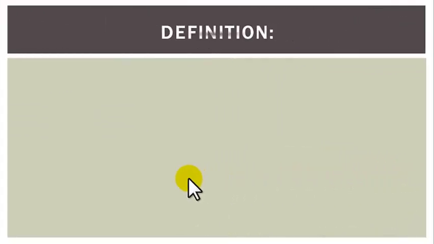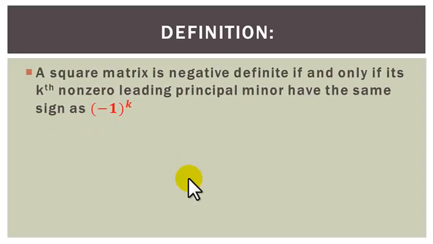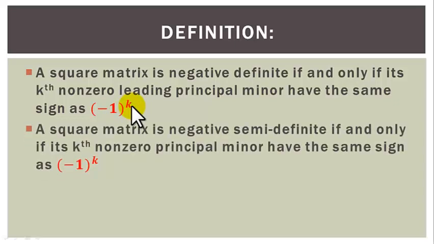Definition. A square matrix is negative definite if and only if its kth non-zero leading principal minor has the same sign as minus 1 to the power k. And it is negative semi-definite if and only if its kth non-zero principal minor has the same sign as minus 1 to the power k.